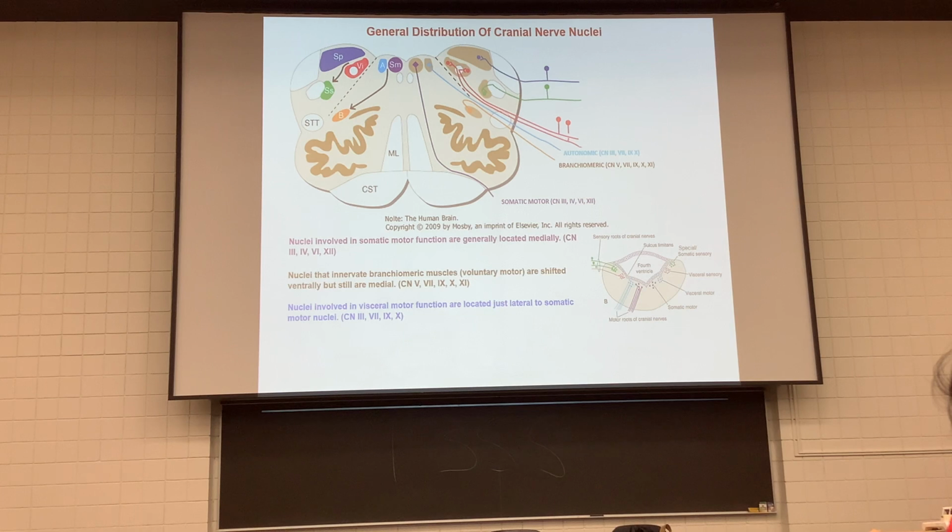If they're autonomic, they're still going to be close to midline, but not immediately adjacent. We did that, right? I'm sorry, visceral motor, yeah. The visceral motor here, the autonomic, are 3, 7, 9, and 10. Okay, let's do this again.